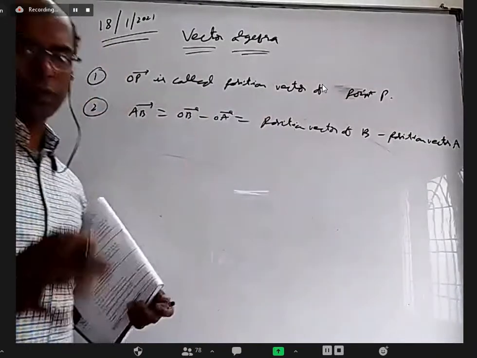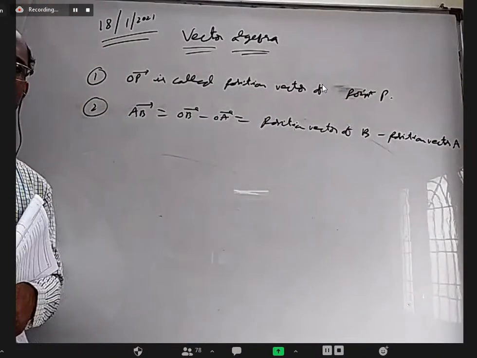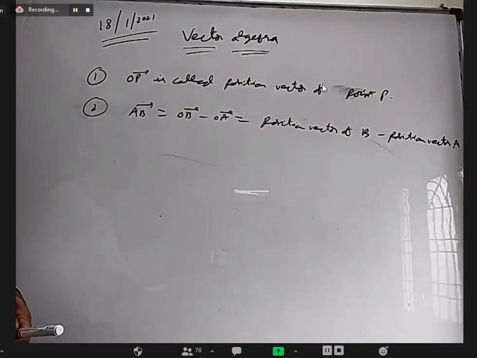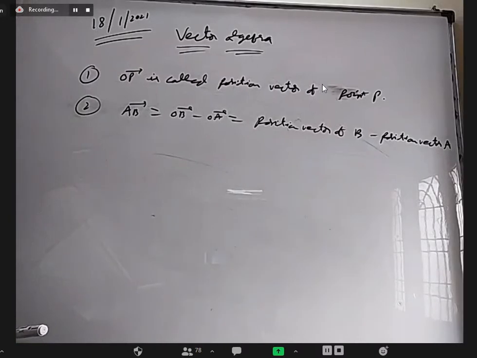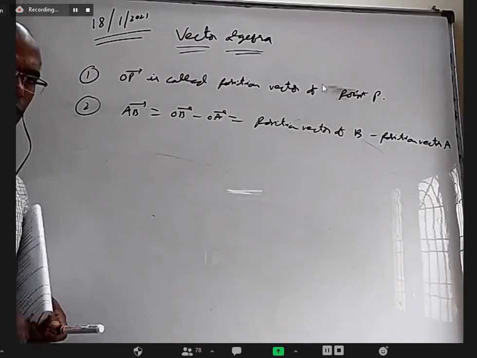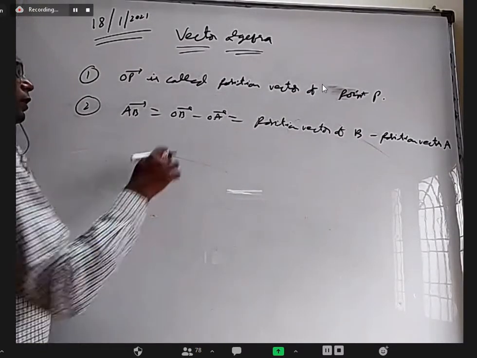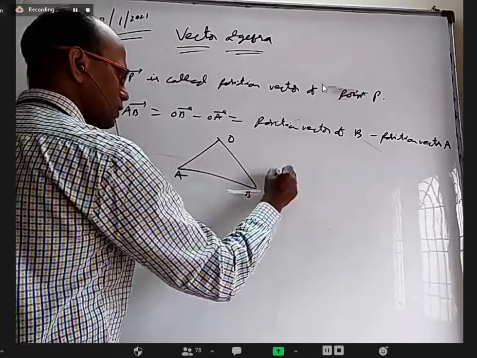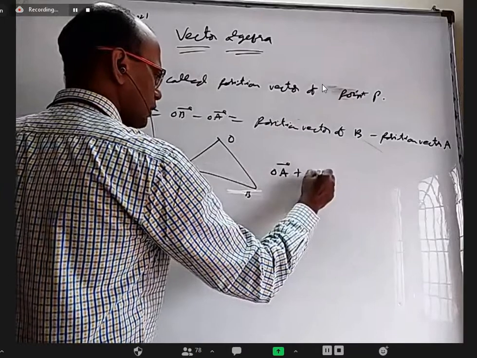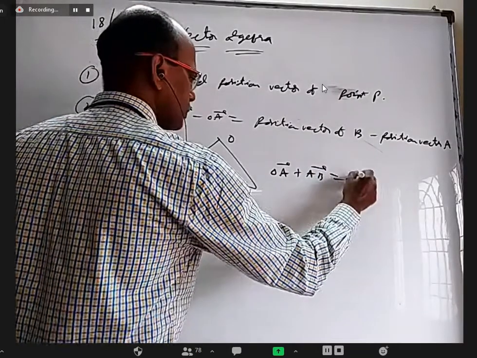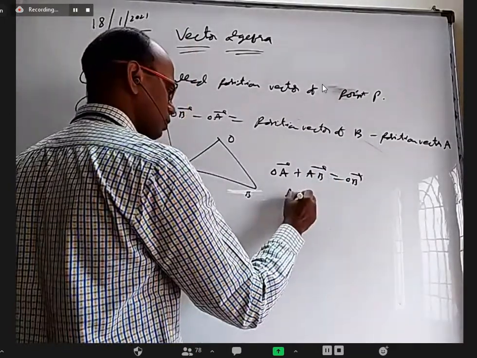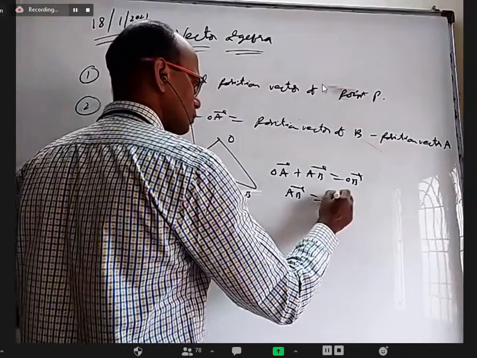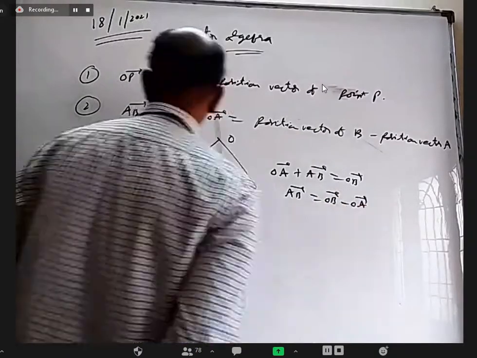Okay, whatever I'm writing today, just write in the class notes and don't think it is complete notes. Already complete notes are there in the IP textbook and in the SN Mains material. But some points I'm telling you can be written. And how did we prove this? If this is O, this is A, this is B, OA bar plus AB bar according to triangle law is OB bar. And based on that, AB bar is OB bar minus OA bar.